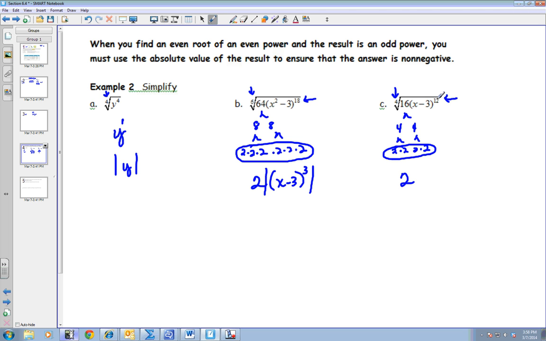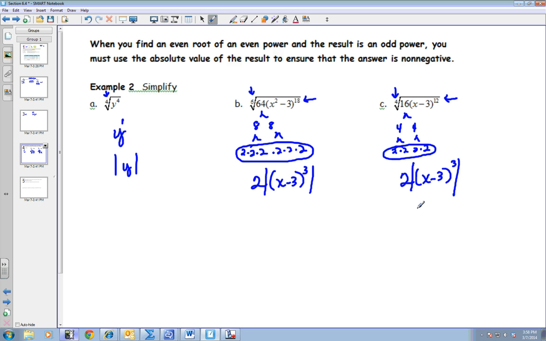I have 12 x minus 3's. I need 4 in a group in order to take them out. So how many groups do I have left? 3. So I had an even root of an even power, my answer was an odd power, so I need absolute value bars around this part of my answer.